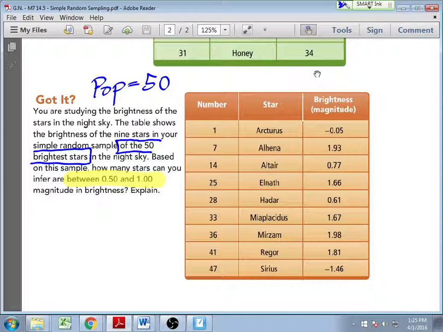You might recognize some of these. Sirius. That's where Sirius Radio took its name. Sirius is a star. Like Sirius Black?